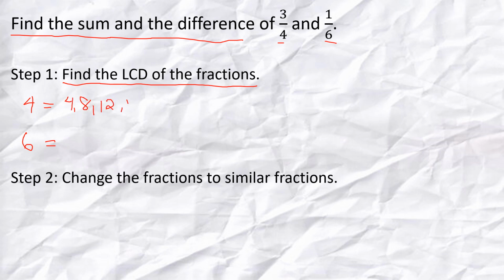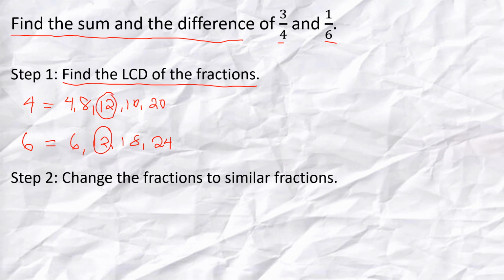For the next one, it says in the problem, find the sum and the difference of 3 over 4 and 1 over 6. So to begin with, again for step 1, we have to find the LCD or the least common denominator of the given fractions. So get the denominators and then list down their multiples. So we have 4, 8, 12, 16, 20, and 6, 12, 18, 24. So our LCD is 12.